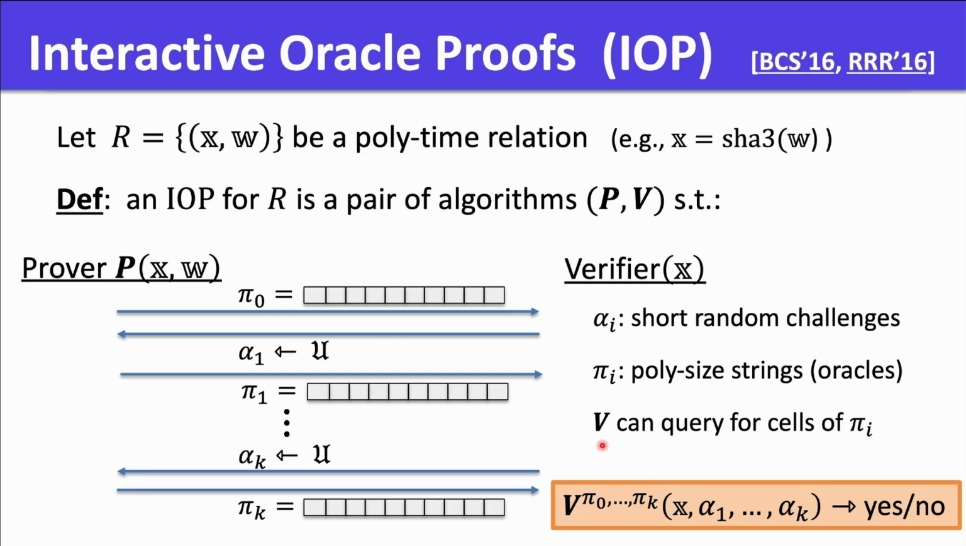What I mean is that the verifier, this algorithm V, can query these strings at individual cells. For example, the verifier can ask for the 3rd cell of pi 0 or the 5th cell of pi 1 and so on and so forth. So what it's allowed to do is query the strings at as many cells as it wants, and based on all that information it decides whether it believes the prover that the prover knows a W such that XW is in the relation, or it doesn't believe the prover. So it outputs yes or no. And of course our goal is to design verifiers that make as few queries into these strings as possible.